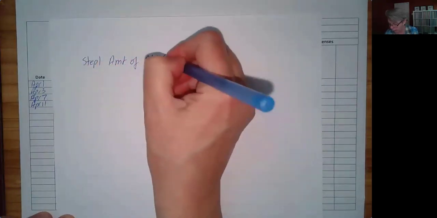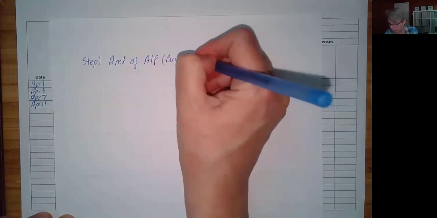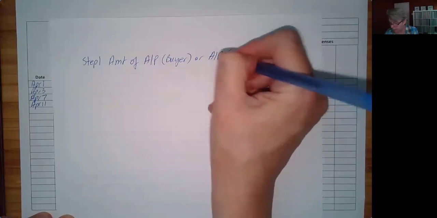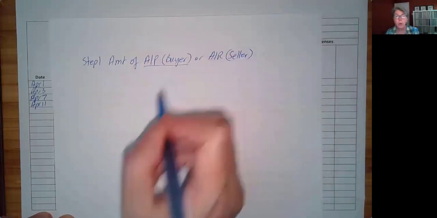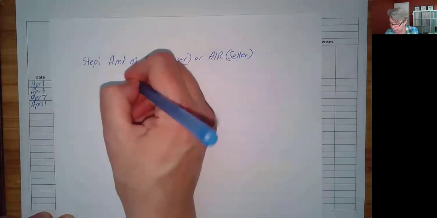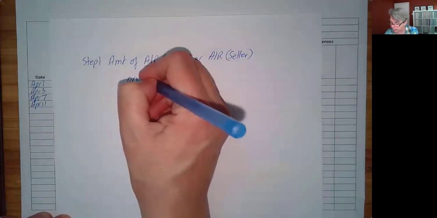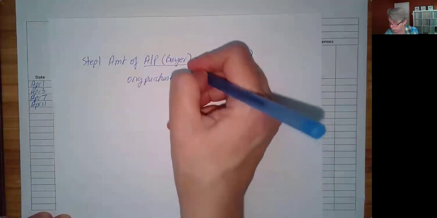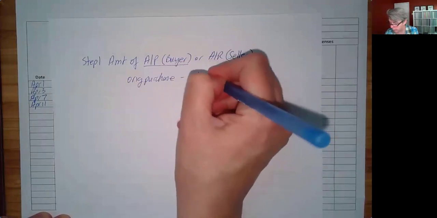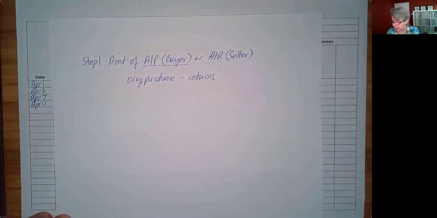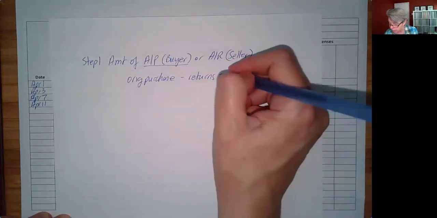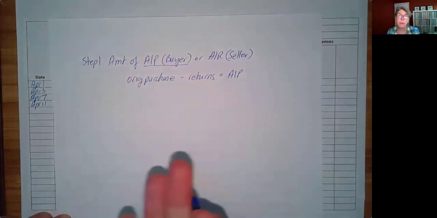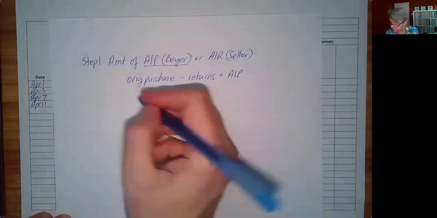Accounts payable when we're the buyer, or accounts receivable when we're the seller. In this case, we're the buyer. So we're going to look at the original purchase, and we're going to deduct any returns, because if it's returned, we don't owe anybody anything. That is going to be equal to the amount of either the accounts payable or the accounts receivable. In this case, we're doing accounts payable.